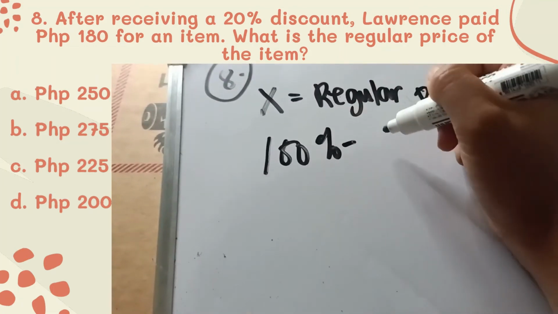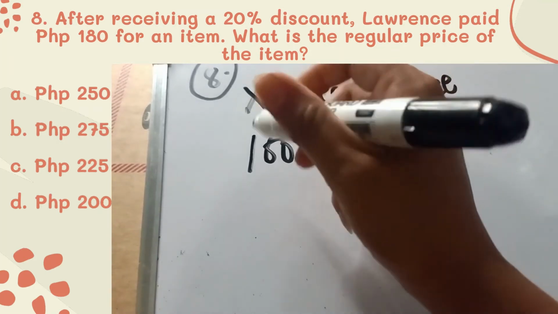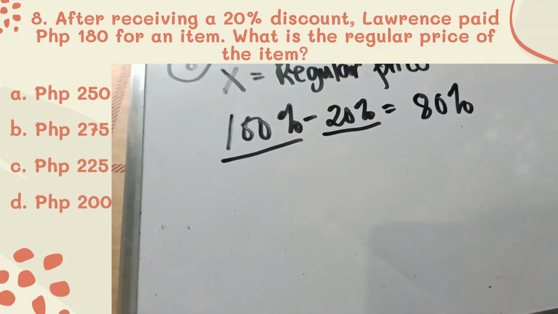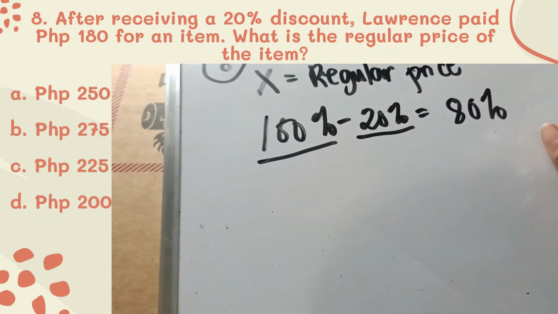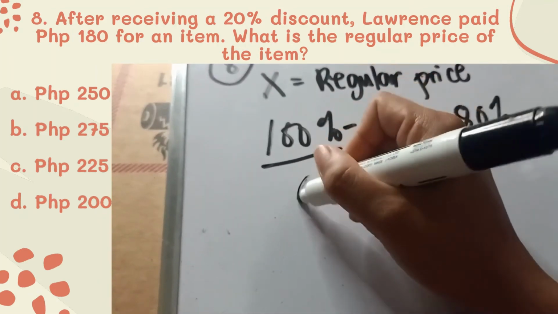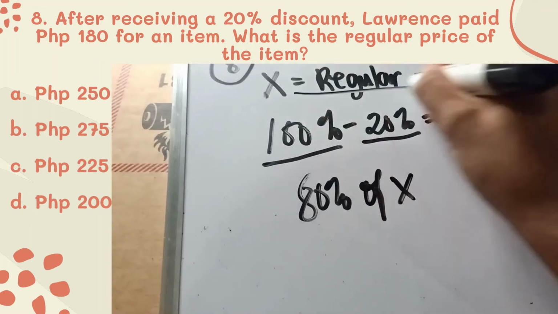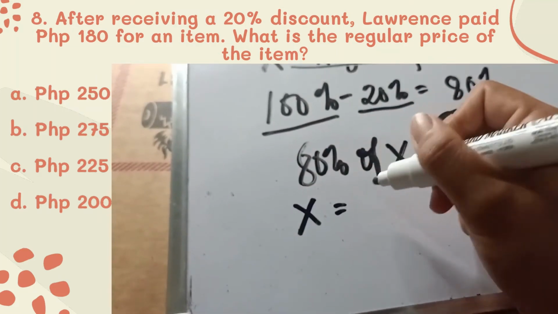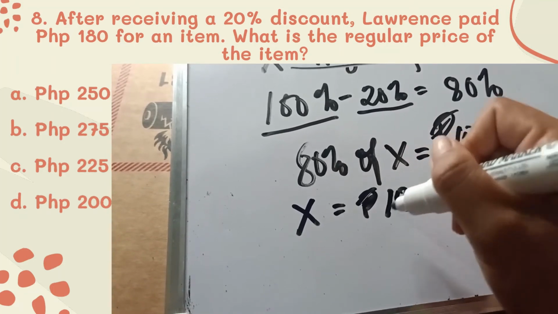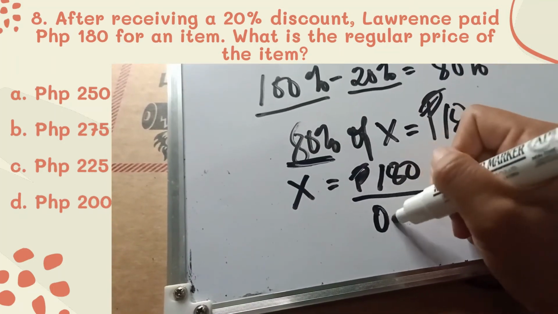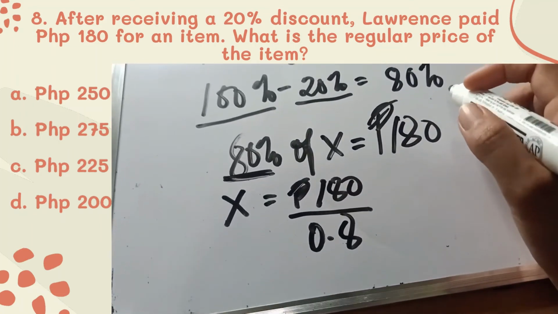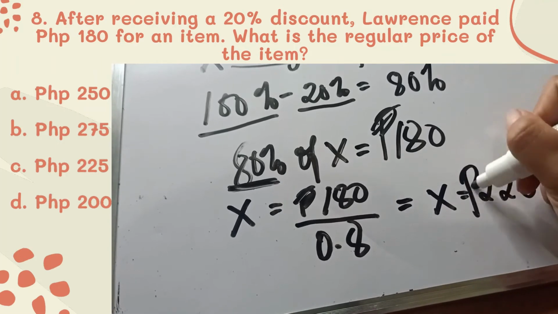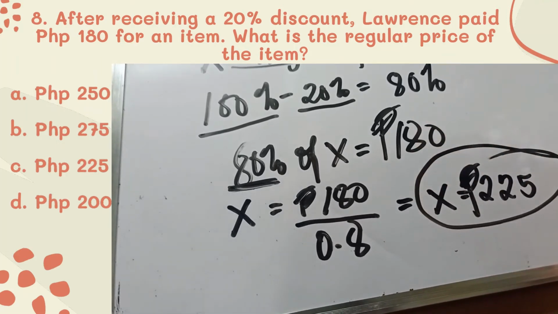Now, 100% less 20%, ito yung given. At ito, constant to, is equals to 80%. At yung binayaran ni Lawrence sa item na yon is 180. So, 80% of X, our regular price, is equals to 180 pesos. Ngayon, itong formula, X is equals to 180 pesos divided by 0.8, the decimal form of 80%. And X is equals to 225. Ito yung regular price ng item. So, therefore, ang sagot ay letter C.